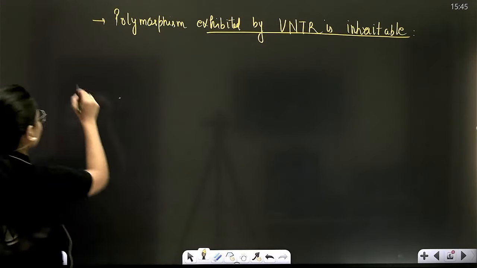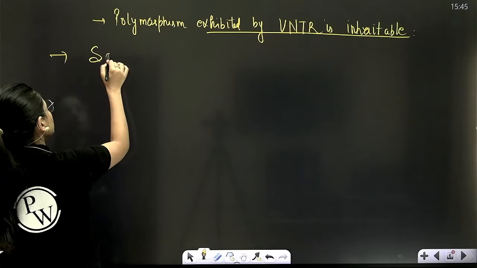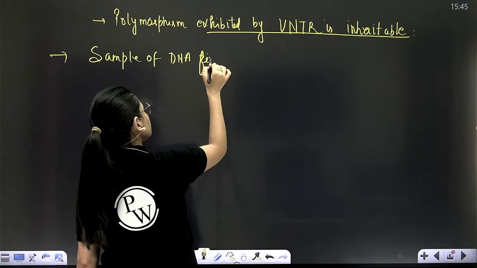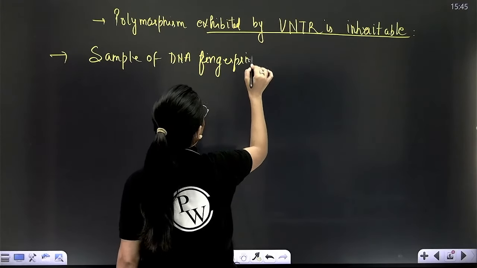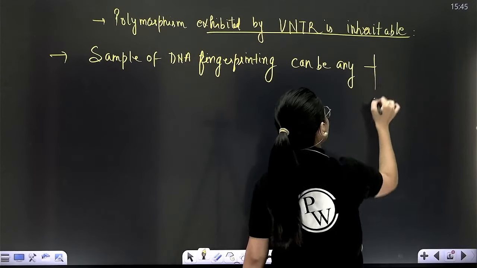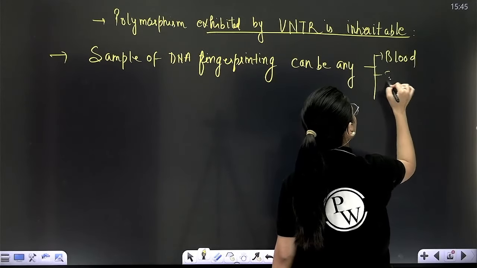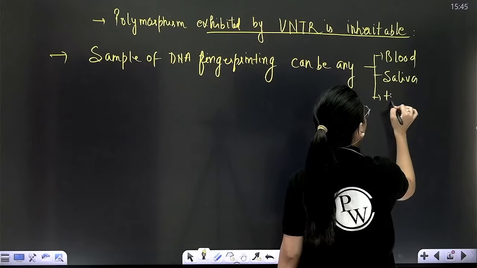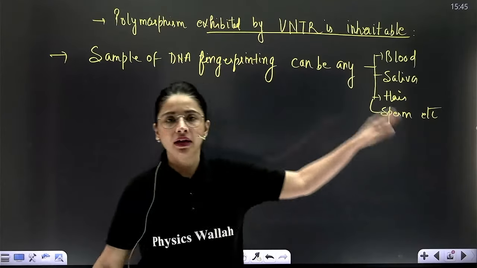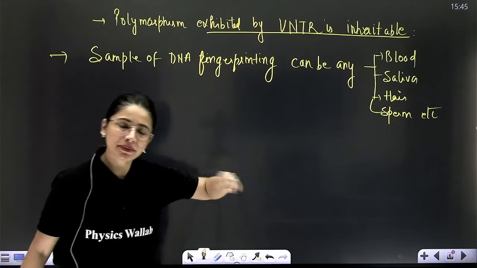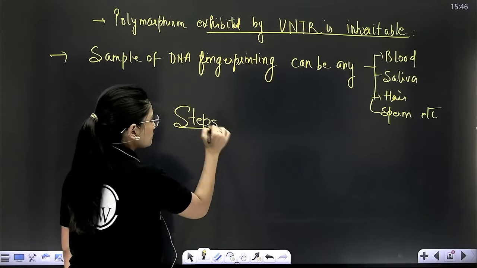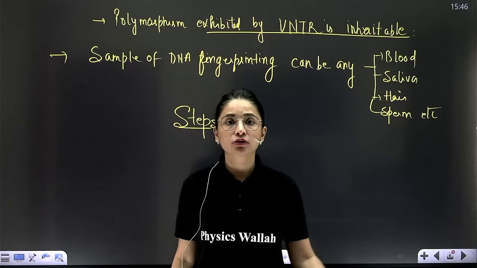So the next important point is the sample for DNA fingerprinting. The sample of DNA can be any, like blood, saliva, hair follicle, sperm, etc., because everywhere the same cells are present, the same chromosomes, the same repeats, everything. Okay, now you have understood the principle behind DNA fingerprinting. Now let's check out the steps.